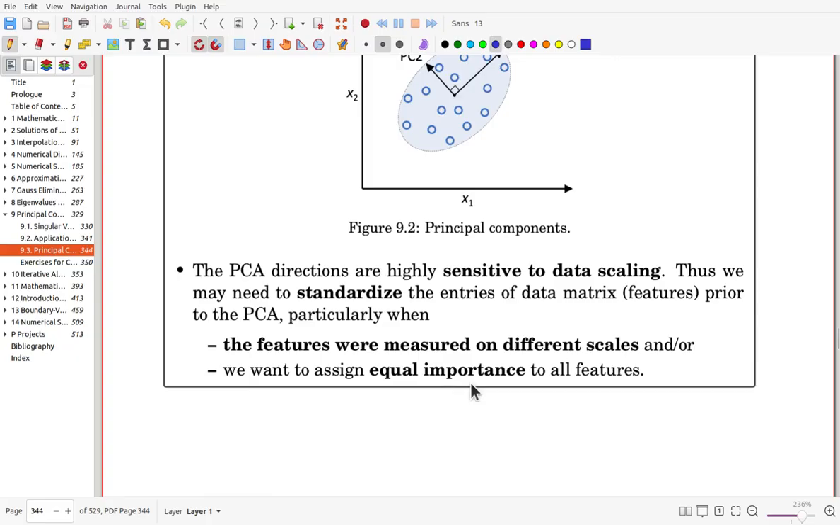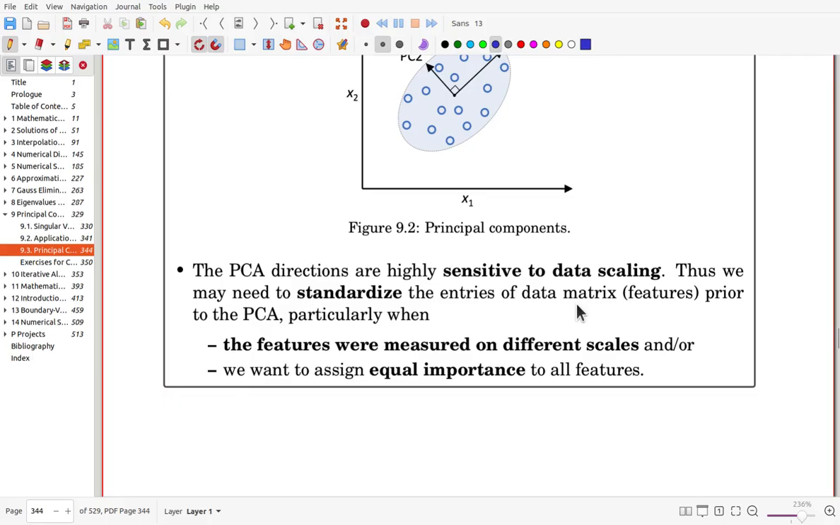Technically, PCA is highly sensitive to data scaling. We may have to standardize the entries of the data matrix before applying PCA, particularly when the features were measured on different scales and we want to assign equal importance to all features.